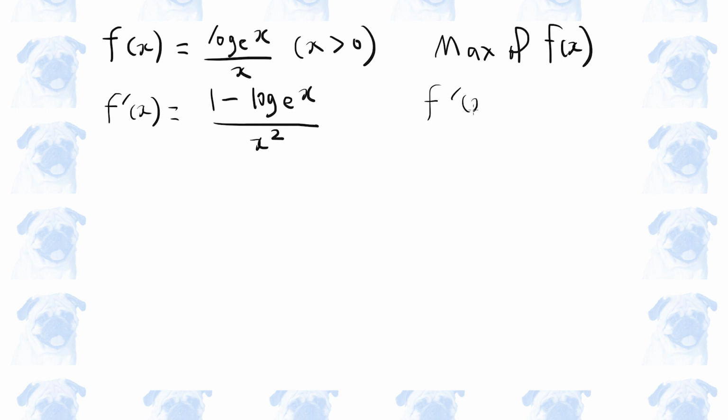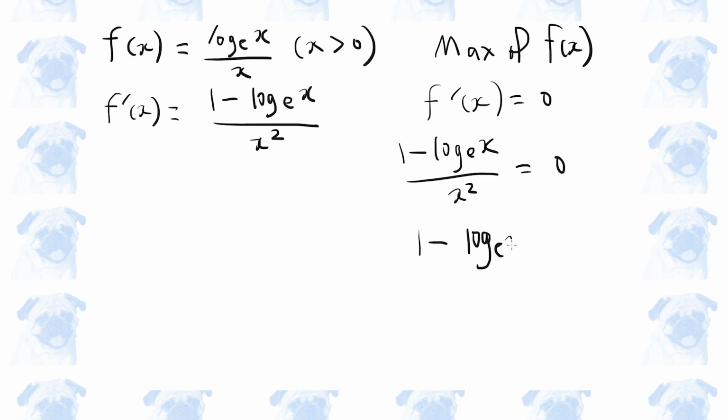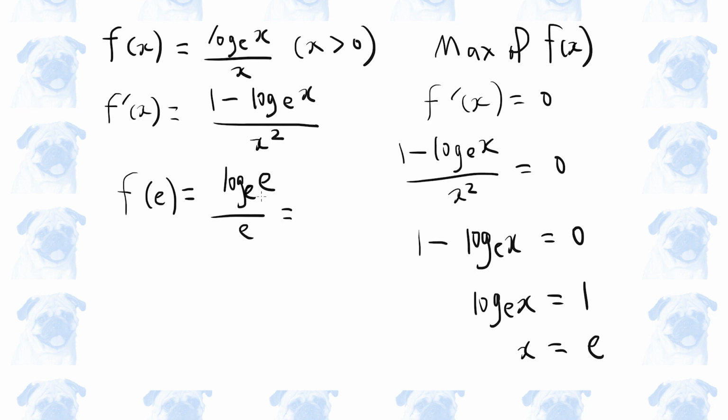When f dash of x is 0, 1 minus log base e of x over x squared is 0. 1 minus log base e of x must be 0. Log base e of x is 1. Therefore, x is e. Let's substitute this value of x into the original function. Log base e of e is 1. Therefore, the maximum of f of x is 1 over e.